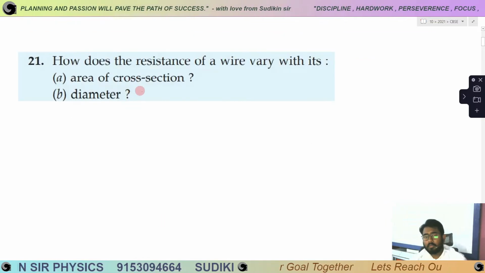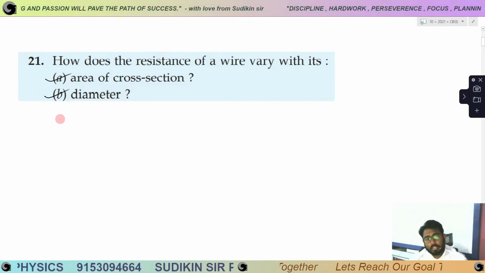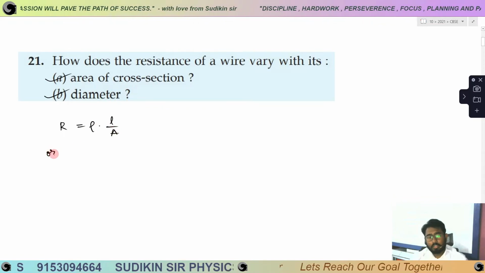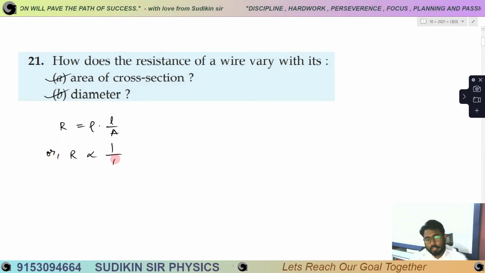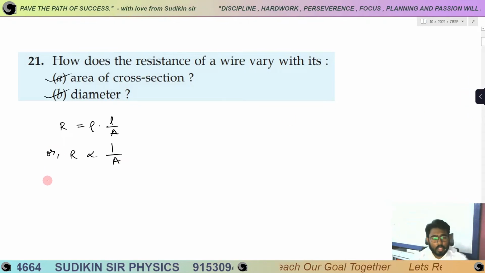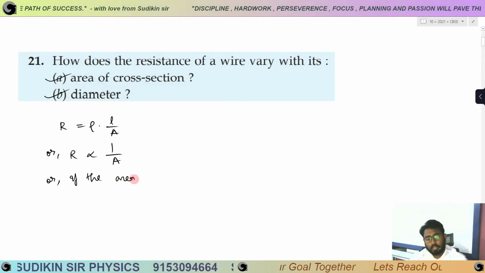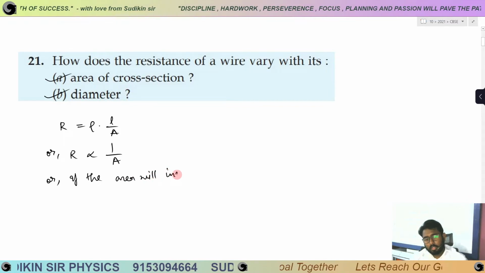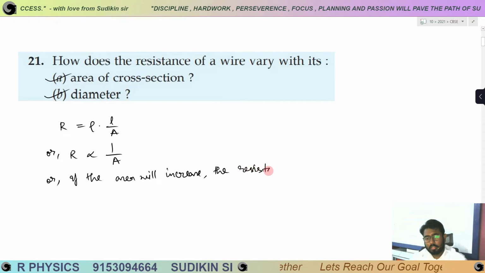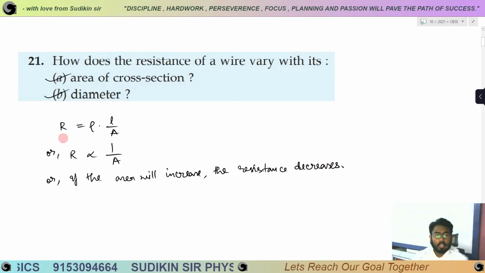How does the resistance of a wire vary with its area of cross section and diameter? Now first we will understand that resistance R equals rho times L by A, which means that R is inversely proportional to area, right? R is inversely proportional to area, or we can say that if the area increases, the resistance decreases. Okay, this is A.